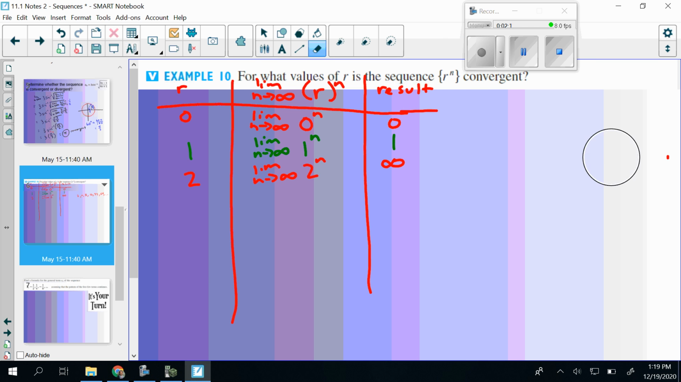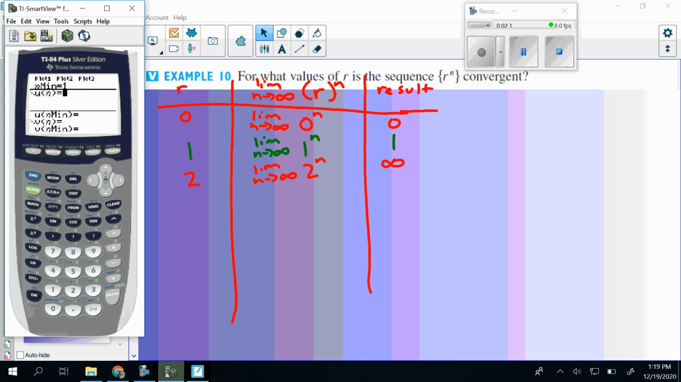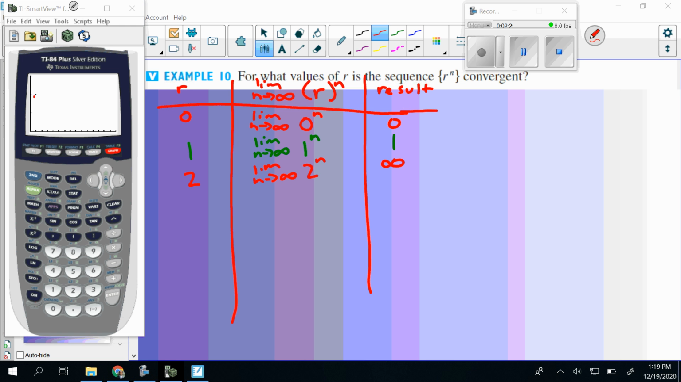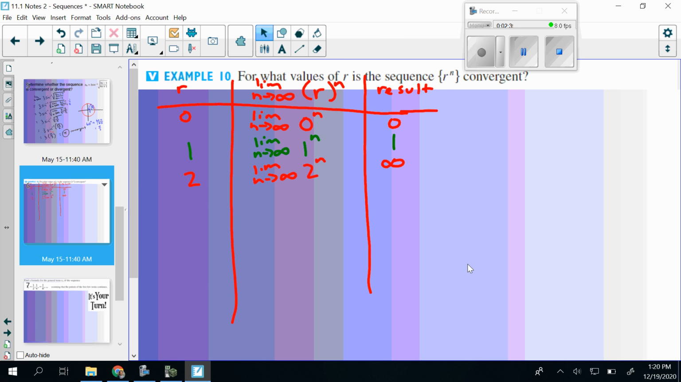If you wanted to, you could double check that on a calculator here. Let's do 2 to the n here and graph that result. My graph's probably not big enough, but you can see one value here, and you should see that these would keep increasing. So this one is going to be divergent. It's just going to keep getting bigger and bigger.